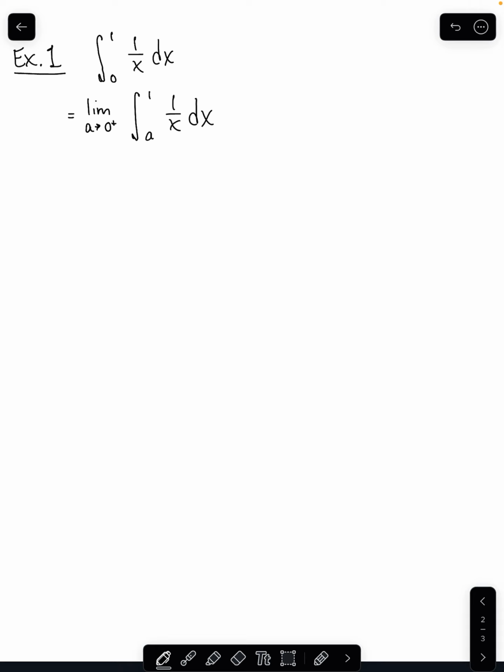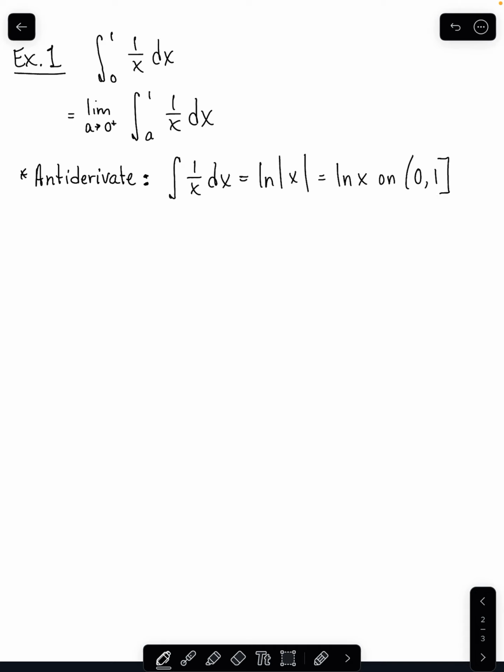Our three steps are as before. First, we find the antiderivative. Very simple and straightforward in this case. The natural logarithm of the absolute value of x. Because we happen to know that we are on an interval from 0 to positive 1, that means we can get away with dropping the absolute value. As long as we remain on positive x values, then we have no reason for the absolute value.